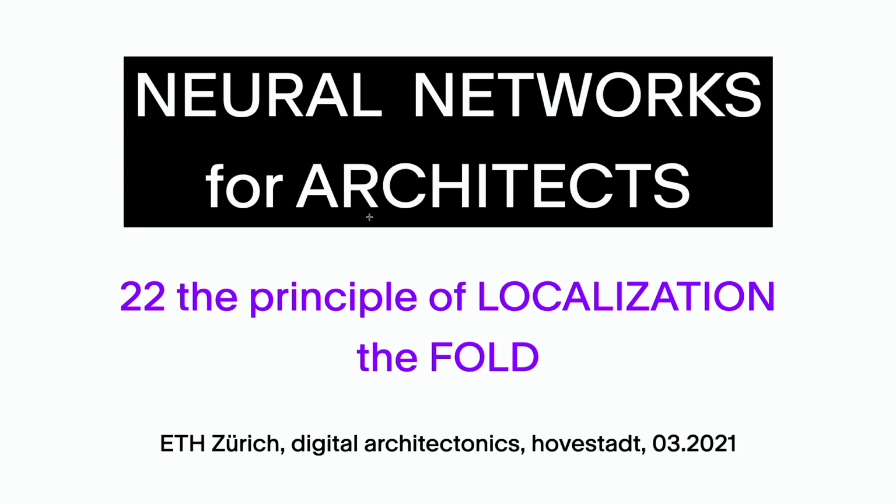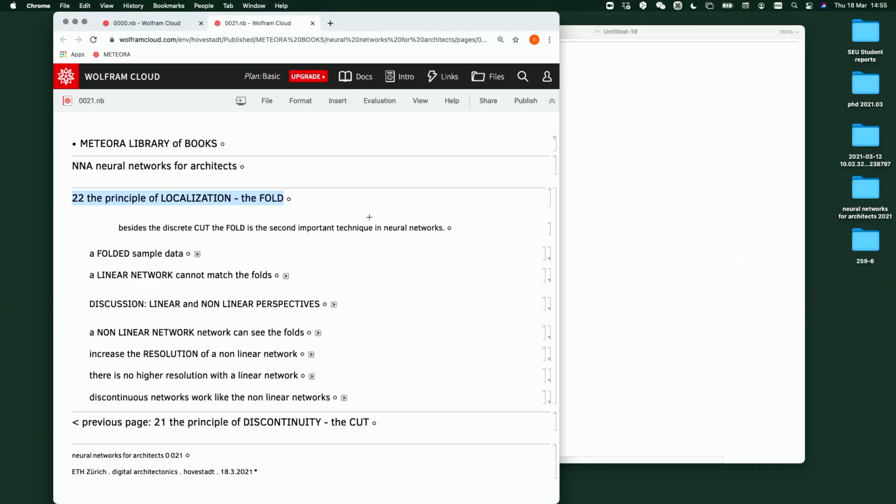Welcome back. This is the last chapter on how to set up neural networks, and we want to introduce a nonlinear principle of localization, which is very important in getting contrast in picturing the world. I would say this is a fold. Last chapter we had the cut. This is very similar to the fold. So let's have a look at an example.